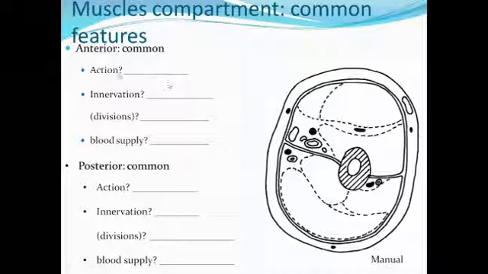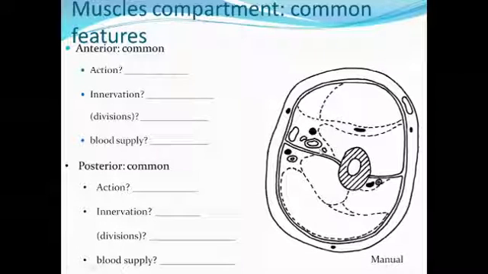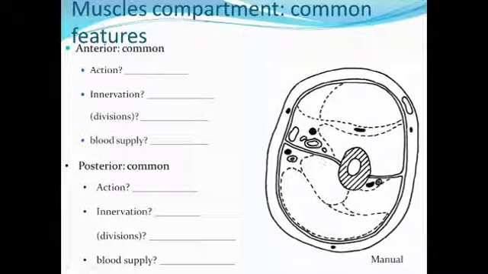So, action of the muscles. These muscles are located anterior to the elbow joint and will produce an anteriorly directed movement termed flexion. The innervation will be the musculocutaneous nerve, and it will be the anterior divisions of the nerve plexus, and the blood supply will be the brachial artery, shown here in cross section. So all of the muscles in the anterior compartment will share the same action, innervation and blood supply.